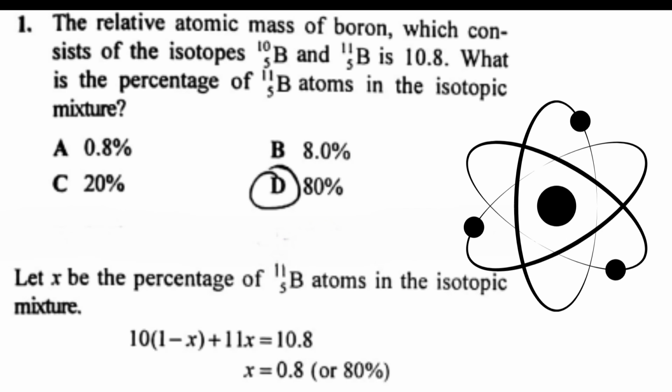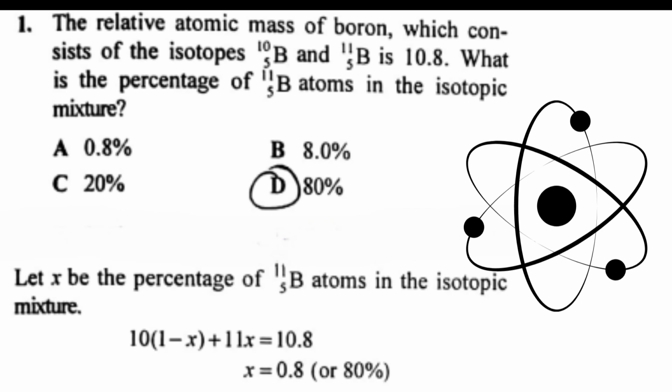The atomic mass of boron, which consists of two isotopes, boron 10 and boron 11, and the relative atomic mass of boron is 10.8. So the task is to find the percentage of boron 11 atoms in the isotopic mixture. So let's start. First of all, let's have a quick recap of what isotopes are.